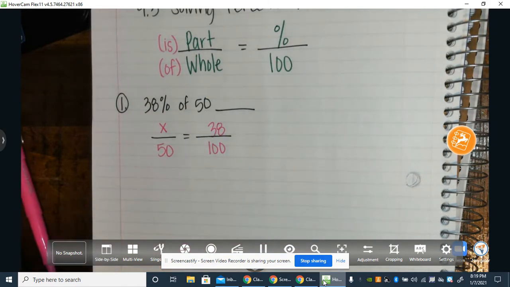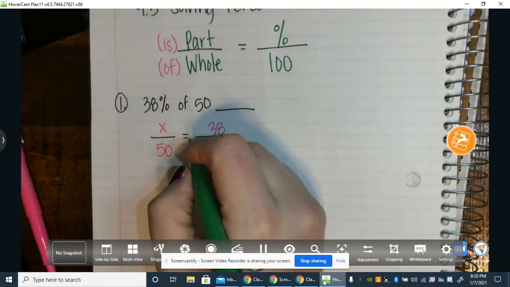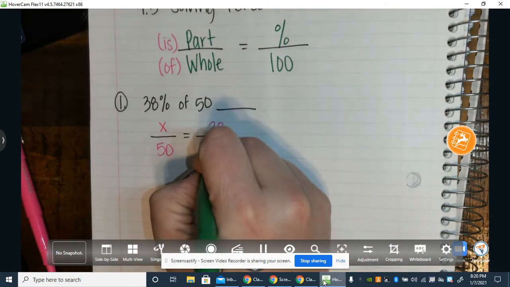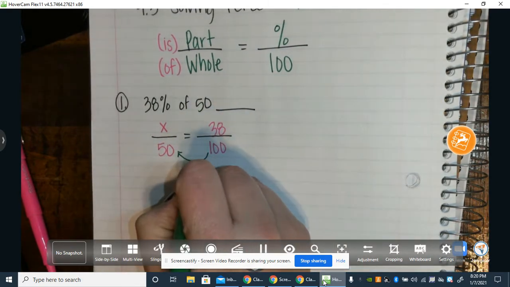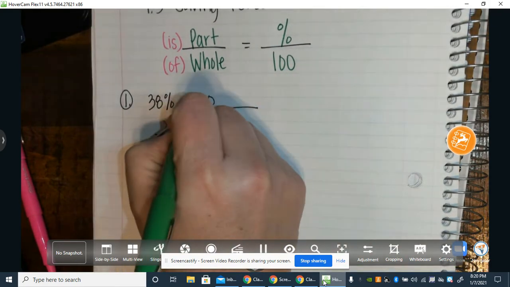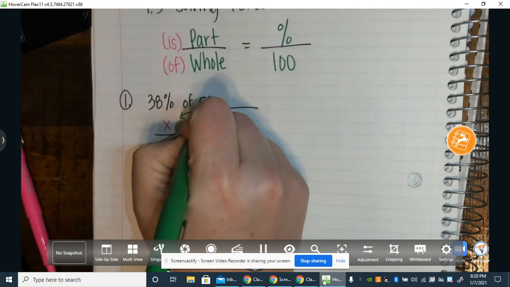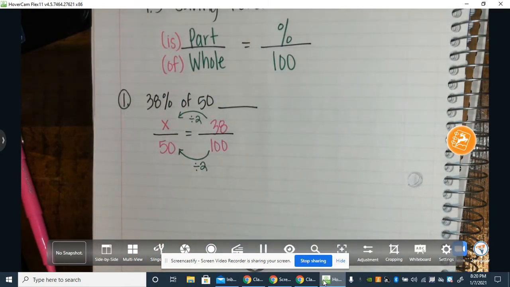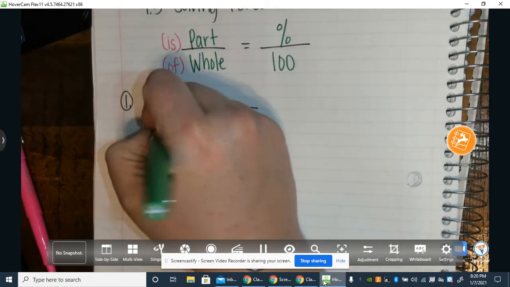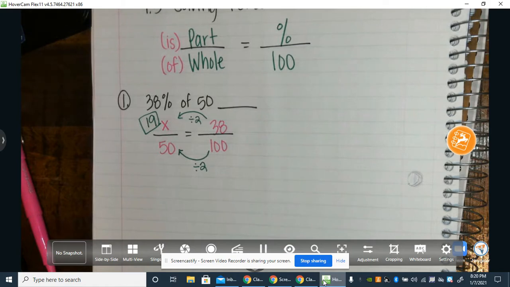Now, remember yesterday when we were talking about this, how can I go from 50 to 100? Now I have a nice little denominator there. So I can go from 50 to 100 by multiplying by 2. Or I can go from 100 to 50 by dividing by 2. So if I divide by 2 there, I can divide by 2 here. And if I split 38 in half, that would give me 19. So X would equal 19.